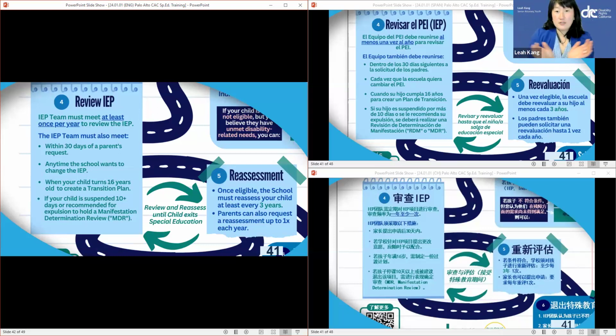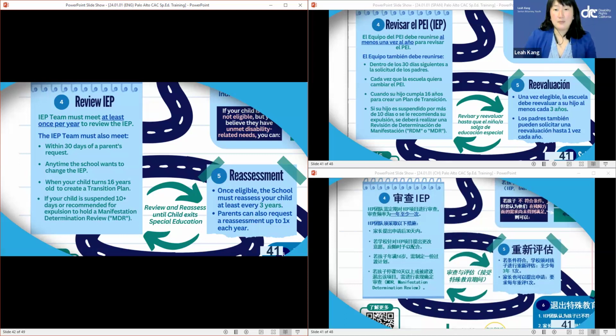But this little traffic circle, this roundabout, happens in a cycle every year until your student is ready to exit special education. You're going to have annual IEP meetings or maybe even more frequently. And you're going to have triennial assessments or maybe even more frequently. But the school team, which includes the parents, the IEP team, needs to continuously meet to make sure that the individualized education program, that the IEP, is meeting your child's needs and providing a FAPE.